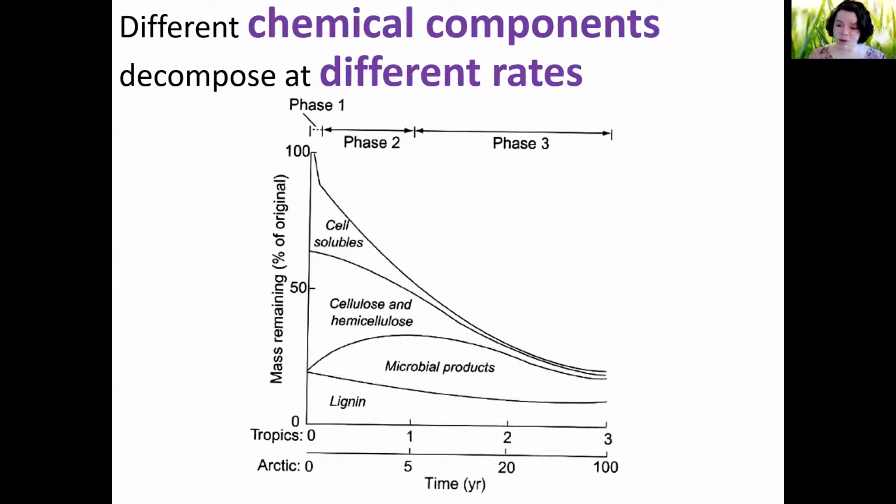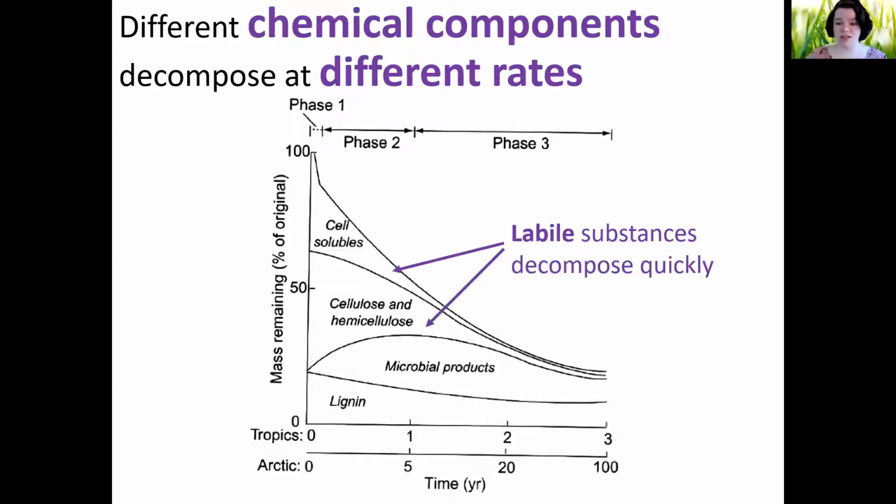Different chemical components of organic matter decompose at different rates. Labile substances like cell solubles and cellulose decompose relatively quickly. These are relatively small molecules with regular structures, so many organisms have the enzymes to break them down, just not most animals. Cell solubles are what you use to make tea. They dissolve easily in water, and they are among my favorite forms of dissolved organic carbon.